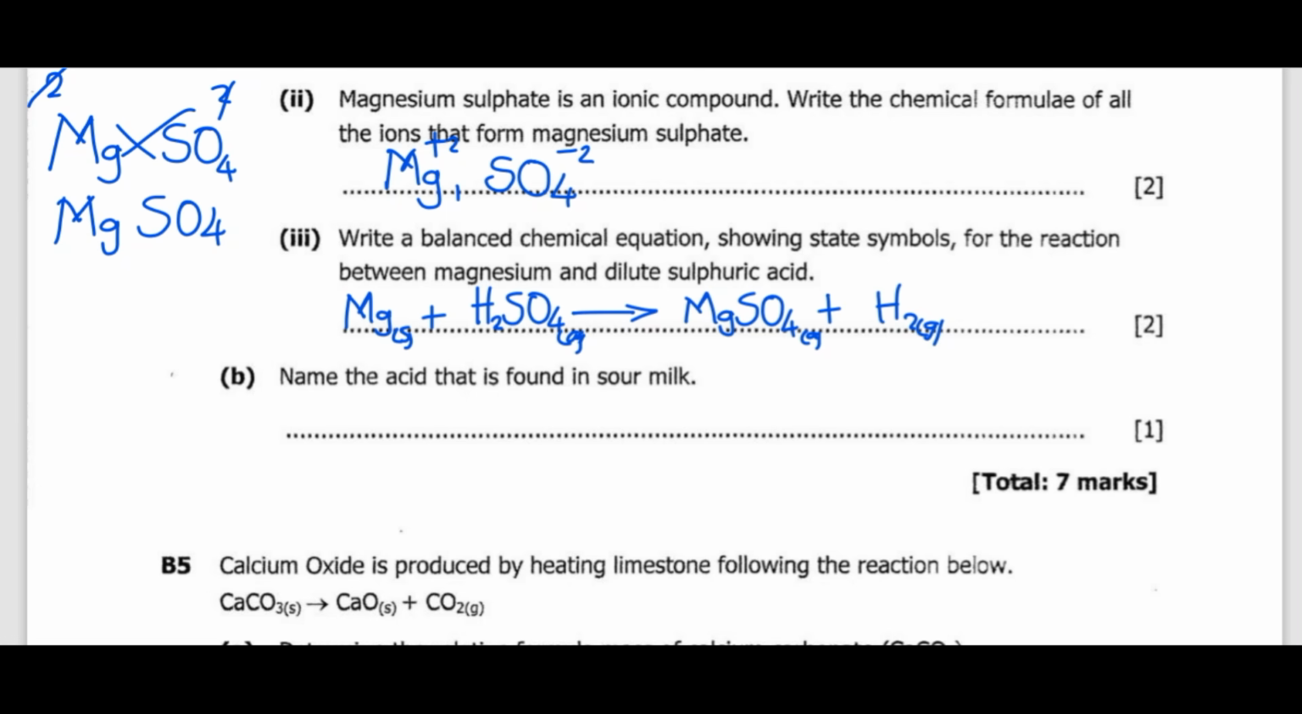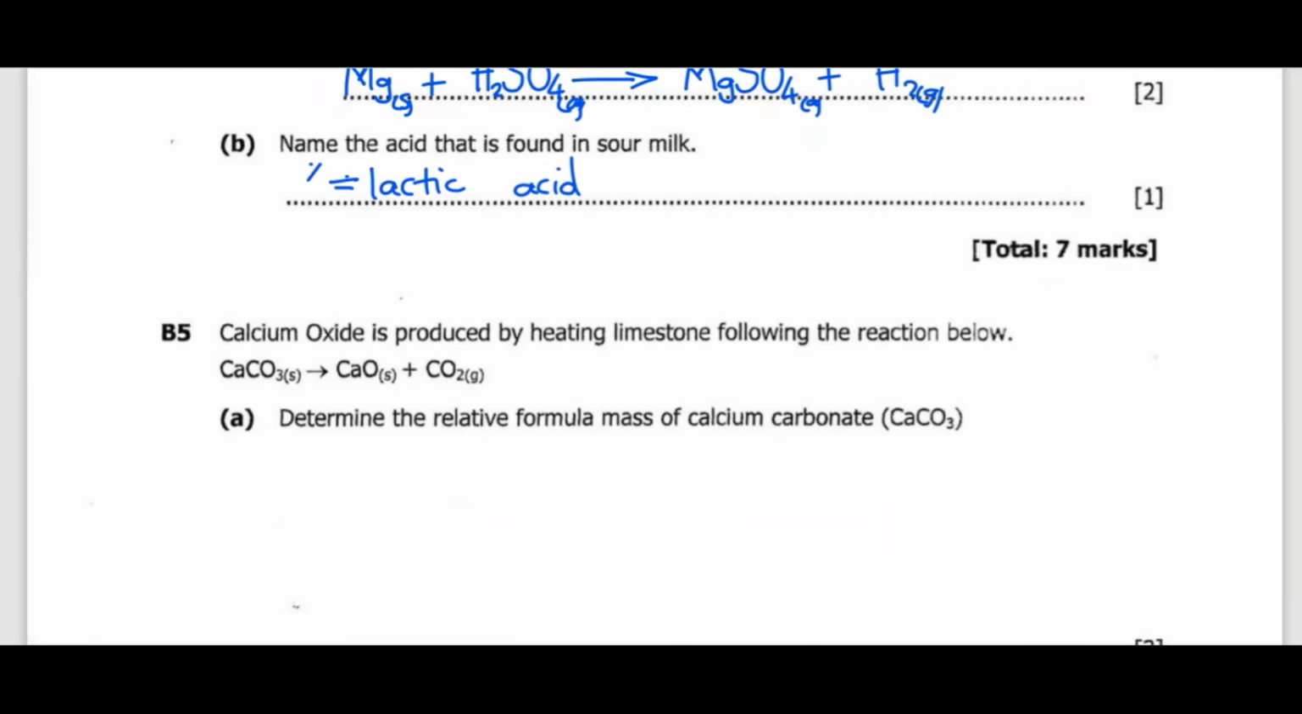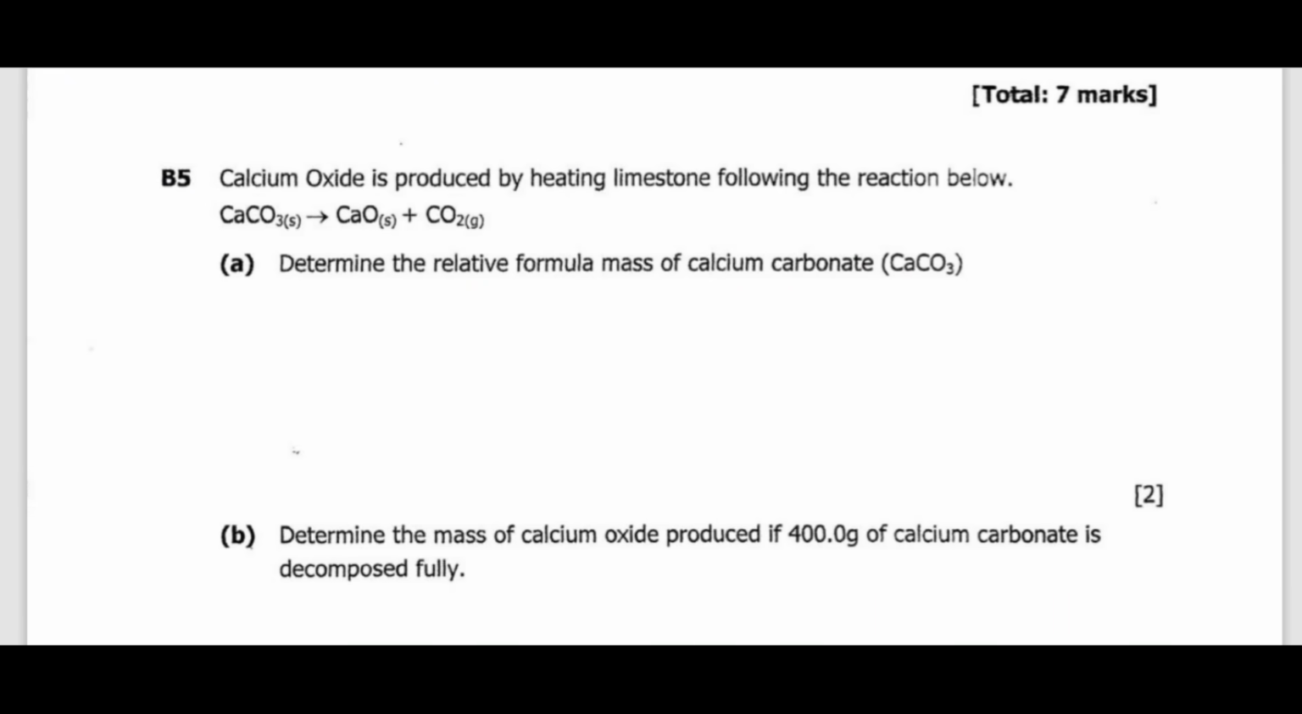Then for B, name the acid that is found in sour milk. So the acid that is found in sour milk is lactic acid. Like from lactation, lactogen, so that's the concept here.